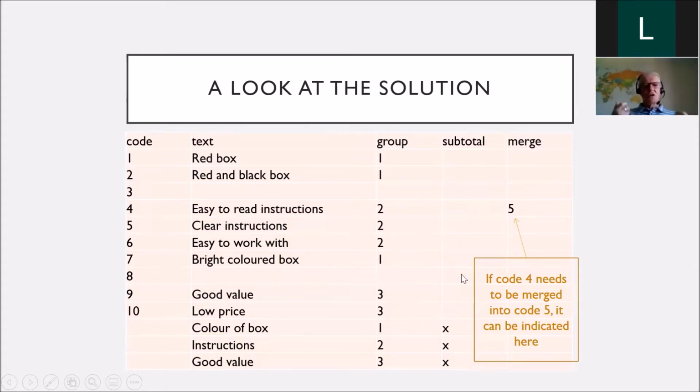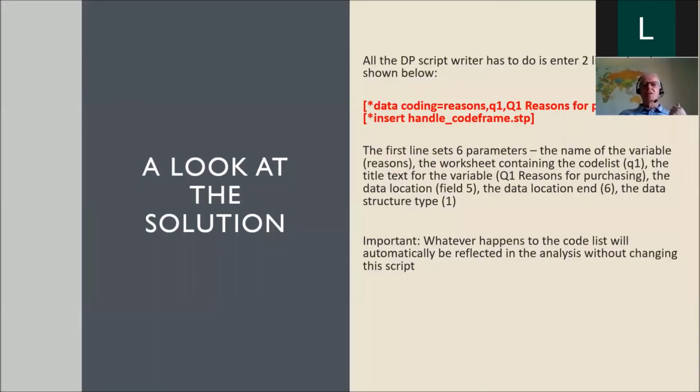Now that's all so much easier than writing code that says, okay, the subtotal for color of box is 1 or 2 or 7. Then I want 1, 2, and 7 individually. Then I want 4 or 5 or 6. Oh, but I've got to merge code 4 in with 5 as well, so don't forget that. That becomes quite a tedious script to write. Doing it here is much more open, much easier to see, and anybody can do it.